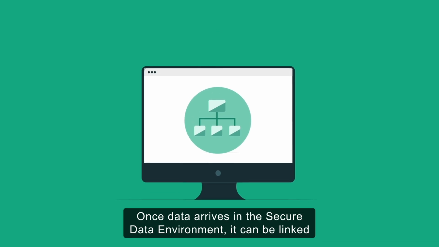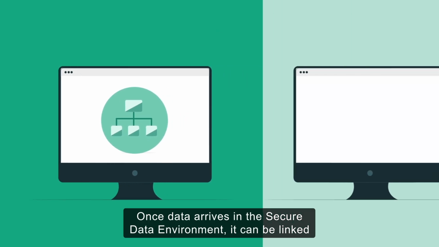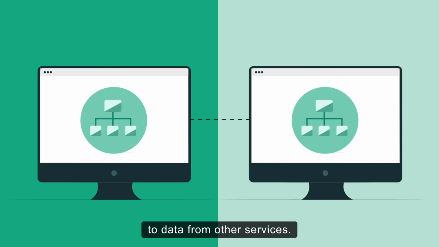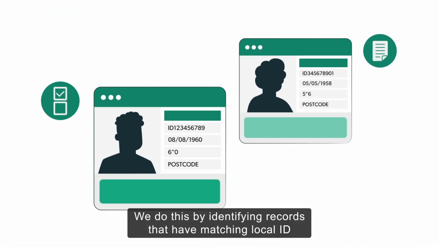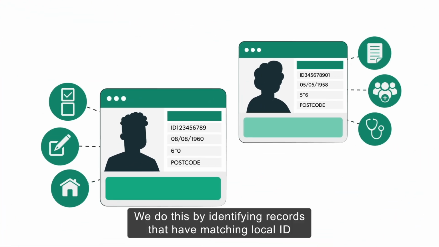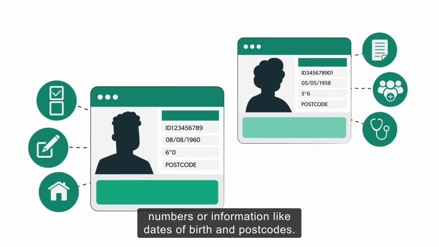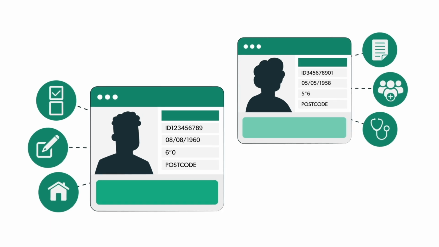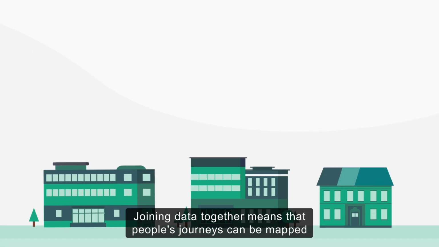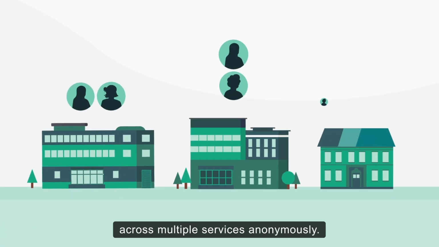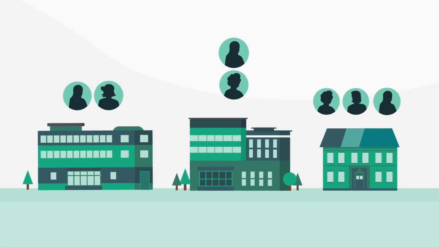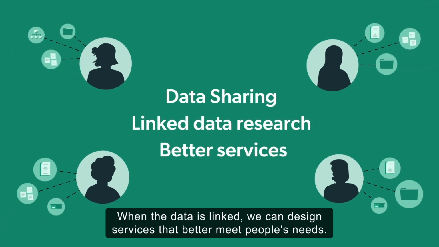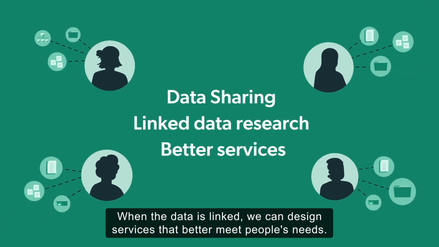Once data arrives in the secure data environment, it can be linked to data from other services. We do this by identifying records that have matching local ID numbers or information like dates of birth and postcodes. Joining data together means that people's journeys can be mapped across multiple services anonymously. When the data is linked, we can design services that better meet people's needs.